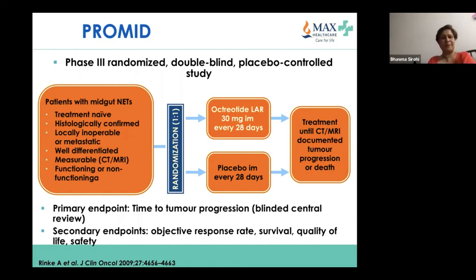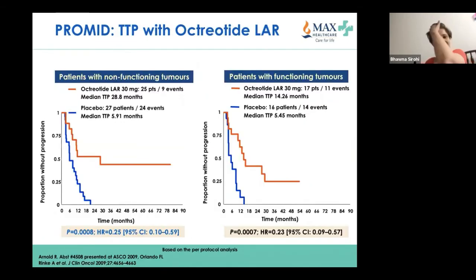So this was a phase 3 randomized trial in mid-gut, treatment-naive patients who were metastatic, with well-differentiated neuroendocrine neoplasms. The primary endpoint was time to tumor progression, with octreotide 30 milligram once a month versus placebo. As you can see, even in the placebo arm, whether it's functioning or non-functioning tumor, you have a median time to tumor progression of 6 months, which is the take-home message for me.